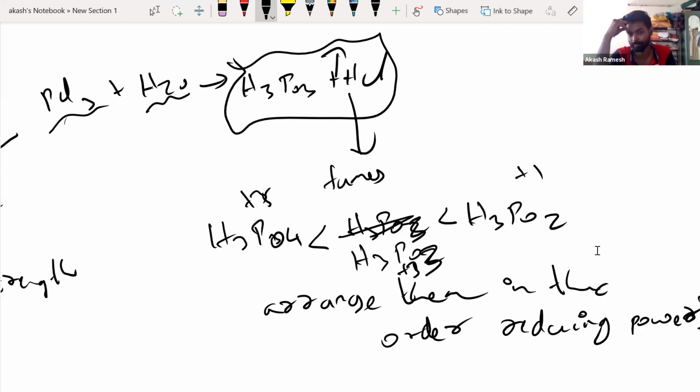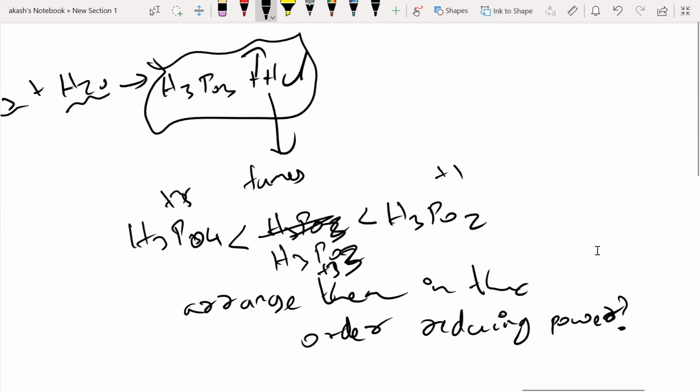How will you answer this question? Sir, more POH bonds means more acidic. Okay, correct. H3PO4 is more acidic. More acidic means it is inversely proportional to the reducing reactivity, sir? No. Reducing power, sir.